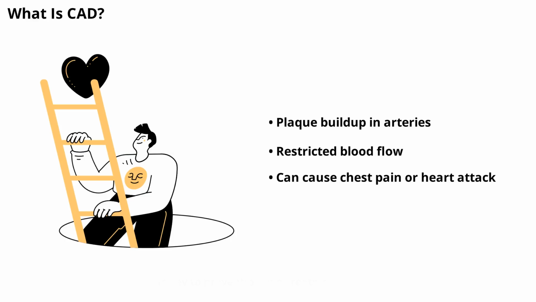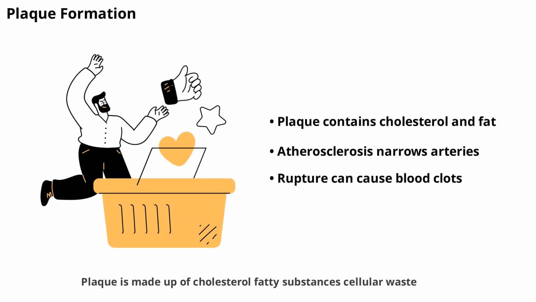Understanding what causes this narrowing is key to prevention and treatment. Plaque is made up of cholesterol, fatty substances, cellular waste, calcium, and fibrin. As these substances accumulate on the artery walls, they form a sticky layer. This process is called atherosclerosis. Over time, the plaque hardens and narrows the arteries, making it harder for blood to flow. Sometimes, the plaque can rupture, leading to the formation of a blood clot. If a clot blocks the artery completely, it can cause a heart attack. This is why understanding plaque is so important in coronary artery disease.